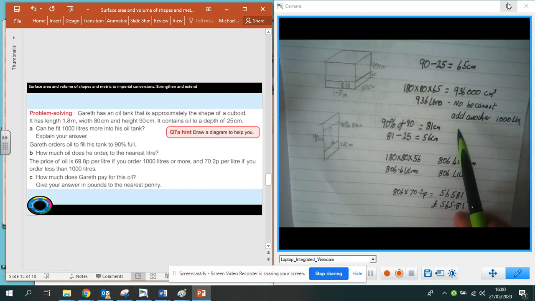So that's part A. Part B, he orders oil to fill his tank to 90% full. How much oil does he order? Right. For this, I've done another diagram.